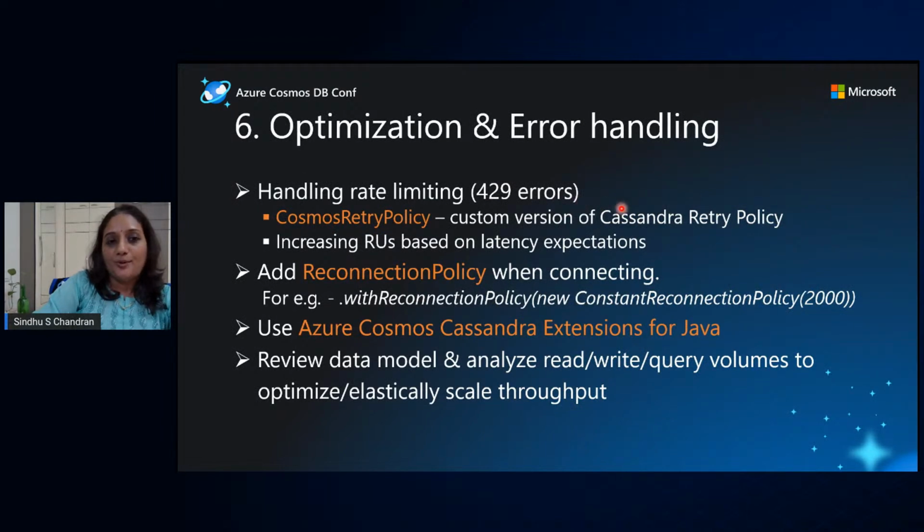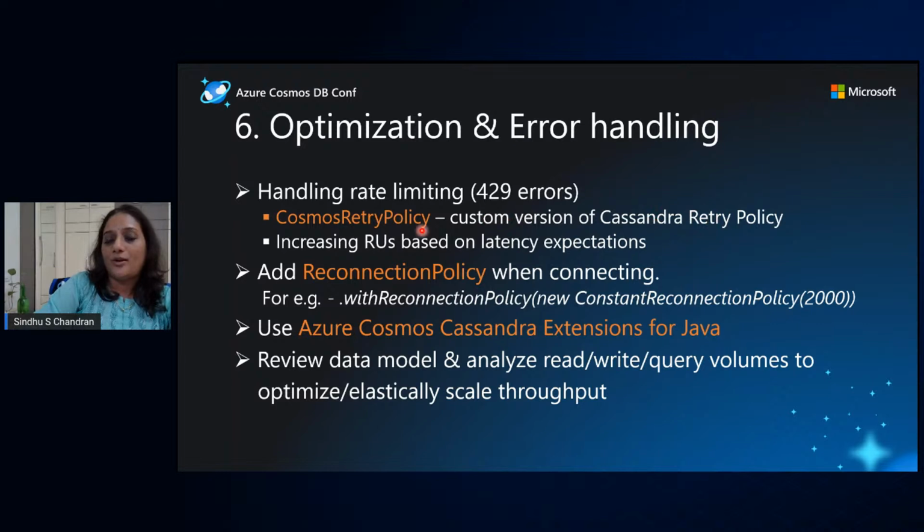And this is again very important to know. So one of the first things that you face when you probably move is the rate limiting issues. So in the case of Kirana Cube, the jobs were failing because of lesser RUs, and you don't really want your jobs failing because of it. So there are two options. You could increase the RUs based on the latency expectations, and even if the RUs per second becomes a little less than what is provisioned, you really do not want your job to fail. So it is advised that you implement the Cosmos retry policy, which is a custom version of the Cassandra retry policy.